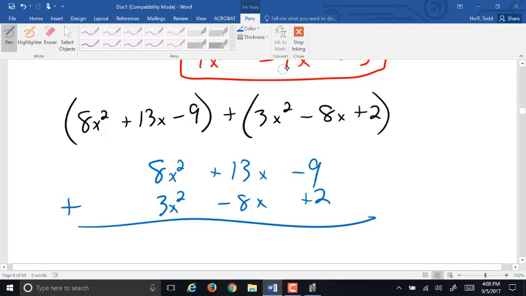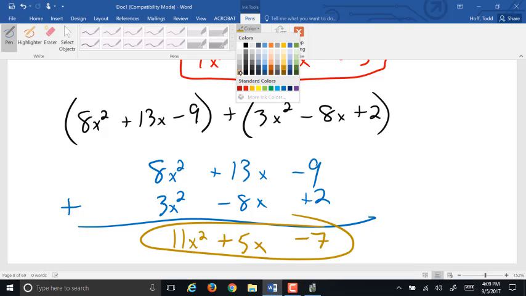So we set it up vertically here. Again, if you were taught to drop the parentheses and combine, you should end up with the same answer. Negative 9 and 2 make negative 7. Good. 13x and negative 8x, 5x, so we're going to put a plus in front of it since it's positive. 8x squared and 3x squared, 11x squared. Perfect.